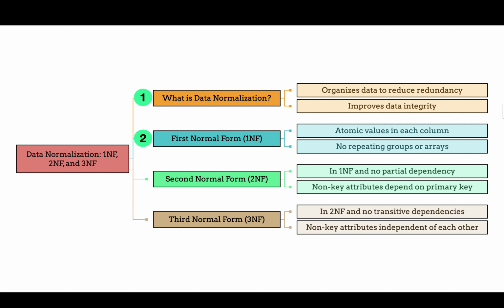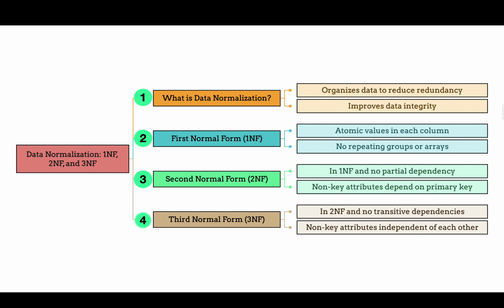2. First normal form, 1NF. A table is in 1NF if all its attributes have atomic values, meaning each column contains unique and indivisible values, and each row attribute combination contains a single value, no repeating groups or arrays. 3. Second normal form, 2NF. A table is in 2NF if it is in 1NF and all non-key attributes are fully functionally dependent on the primary key, meaning no partial dependency of any column on the primary key.